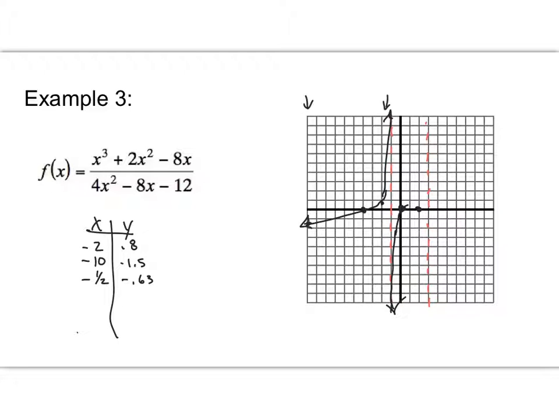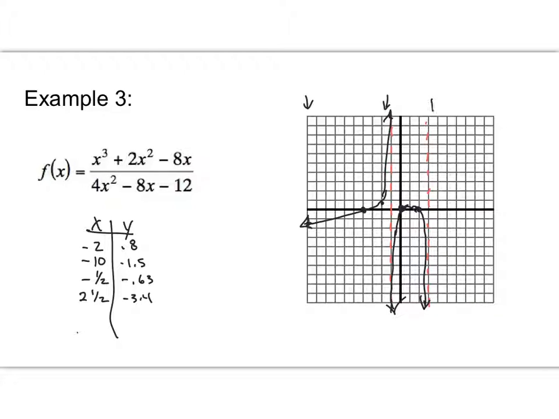Let's check 2.5 or 5/2. If I plug that into my function, positive 2.5 into my function gives me negative 3.4-ish. So that's going to come back and go down that direction. Now I just need to figure out what the rest of the function does.